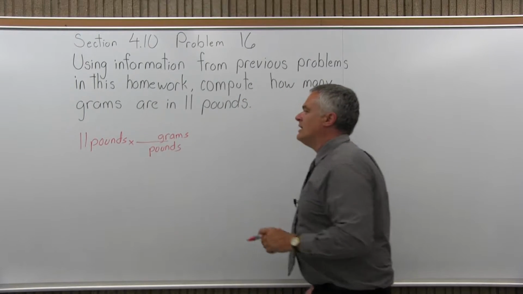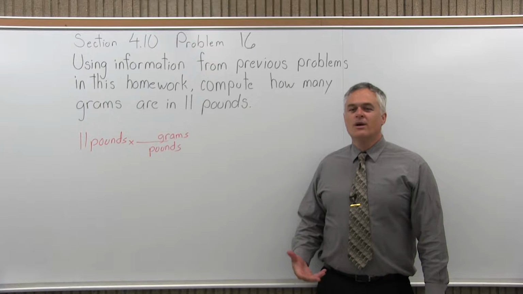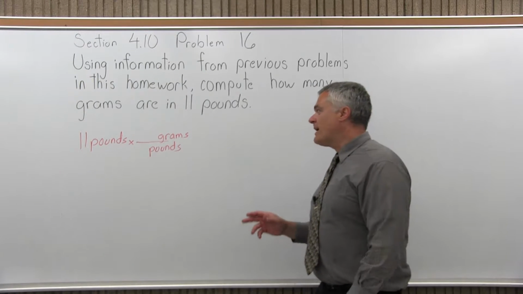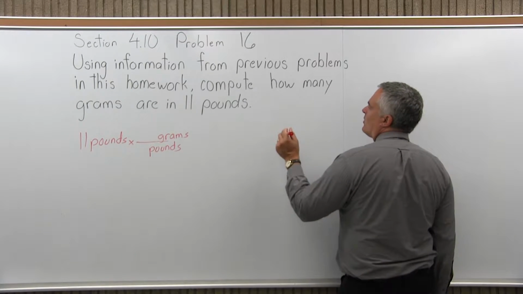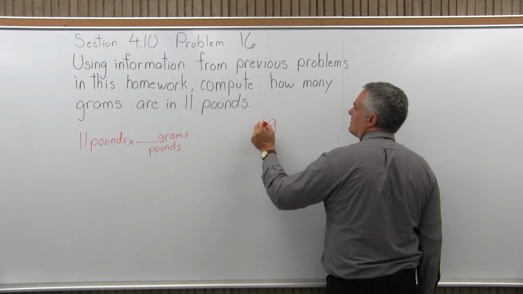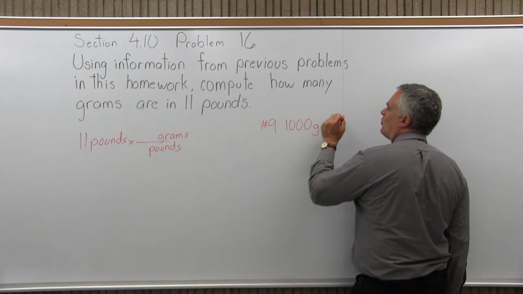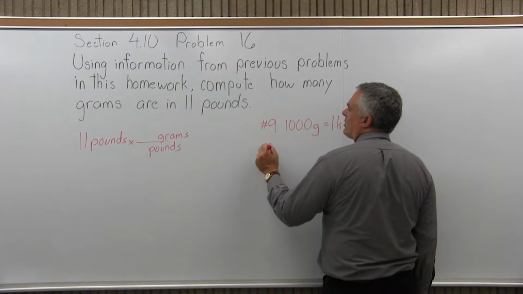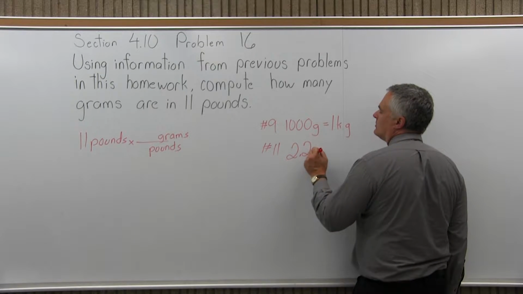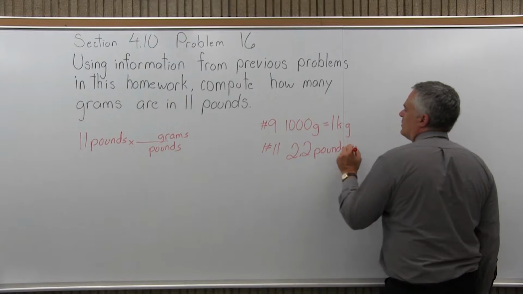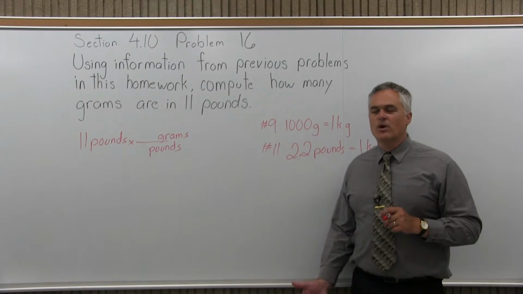Now, nowhere in this homework set were we given a direct ratio of pounds to grams. So that's okay, we can still do it. As you look back, what problems related pounds, grams, kilograms, all that stuff? Well, in problem number 9, we saw that 1,000 grams is equal to 1 kilogram. And in problem number 11, we saw that 2.2 pounds was equivalent to 1 kilogram. So this is the information we have to work with.